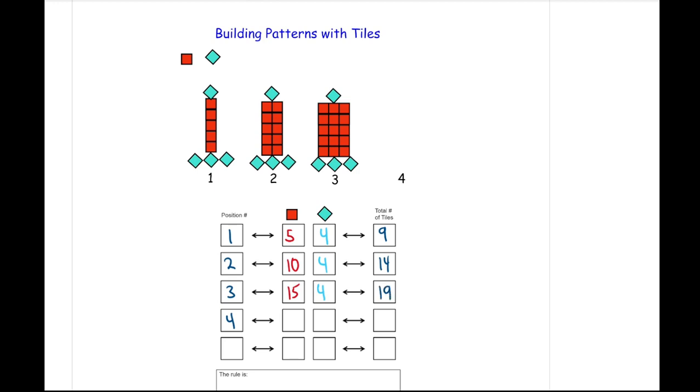What would the next position be, do you think? A number 4. Well, if we're increasing by 5 every time, it seems, or a row of 5, or a column of 5, we'd have 1, 2, 3, 4 rows of 5, and our teal ones wouldn't change.